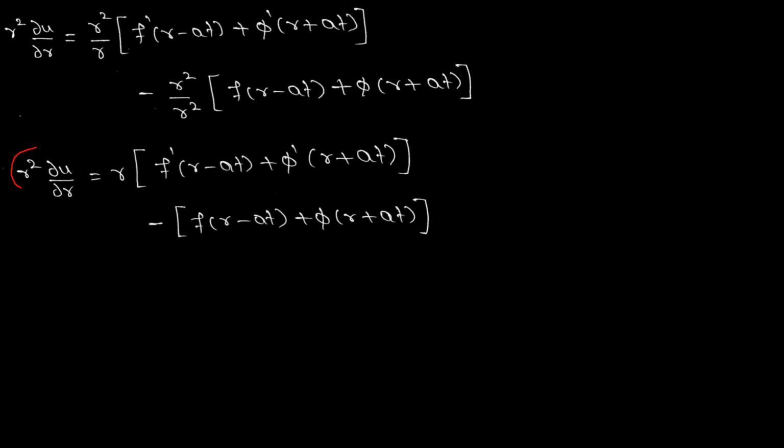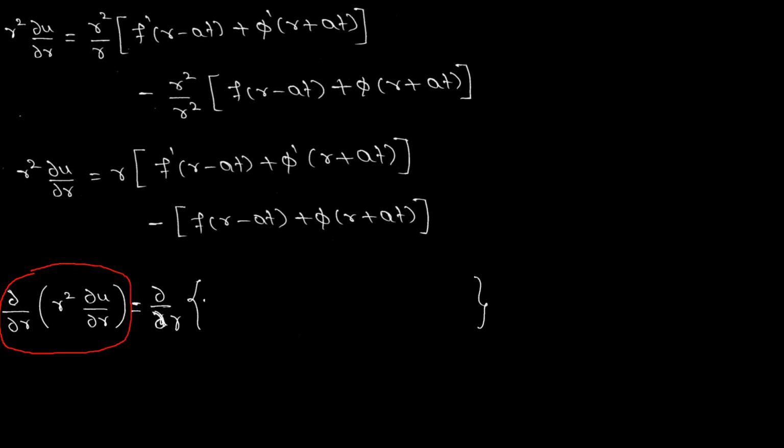Why we multiply here? Because we wanted this r square into dou u by dou r in the required equation. That's why we multiplied. Then what we require in the given equation? In the RHS of the given equation, we want dou by dou r of r square into dou u by dou r. So for that reason, let us differentiate this again with respect to r on both sides.